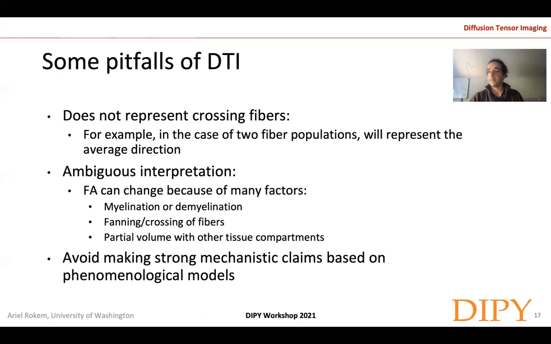So my advice for you is that you should use DTI, definitely a very useful model and one that well represents the signal, but you should avoid making strong mechanistic claims based on this kind of phenomenological model. For example, you should avoid saying that because two groups have a difference in FA, that difference must be because of differences in myelination or demyelination or things like white matter integrity, because they could be due to other factors as well that affect the signal.